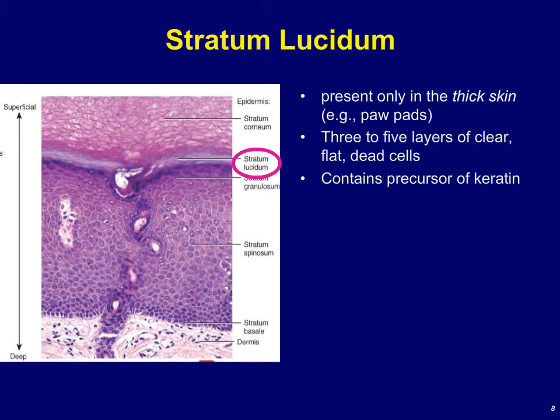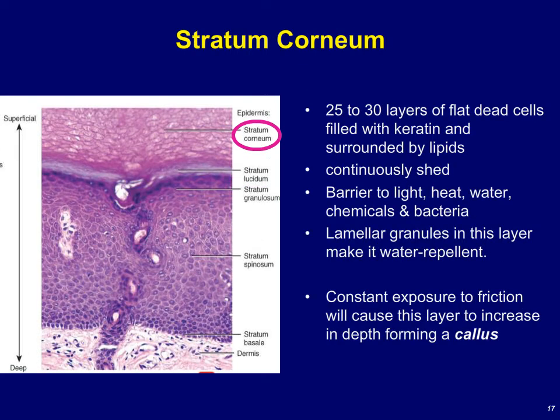Another layer that's only found in thick skin of the paw pads is the stratum lucidum. Lucidum here means clear, and this is an aptly named layer because if you look at the stratum lucidum, it appears blue or translucent in coloration. And so remember, the stratum lucidum contains compacted layers of dead cells and is only present in thick skin. And the final layer of the epidermis is the stratum corneum. The stratum corneum is the most superficial of the strata, and it consists of 25 to 30 cell layers of flat dead cells that contain a lot of keratin.